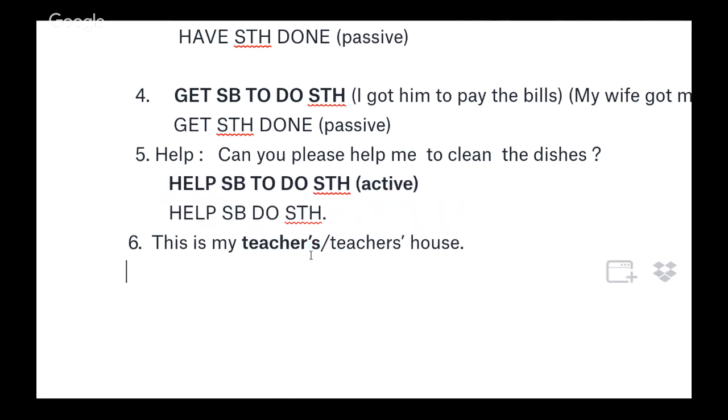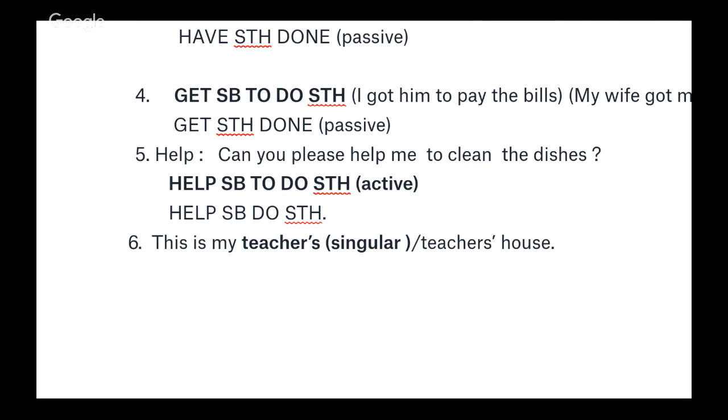This is something we use for a singular. Let me put it here. This is used for a singular noun. Is it clear? But if I've got two teachers, and both of them are married to each other, and both of them have got one house, they own one house, one property, then in that case, I will use this is my teachers' house. Is it clear?